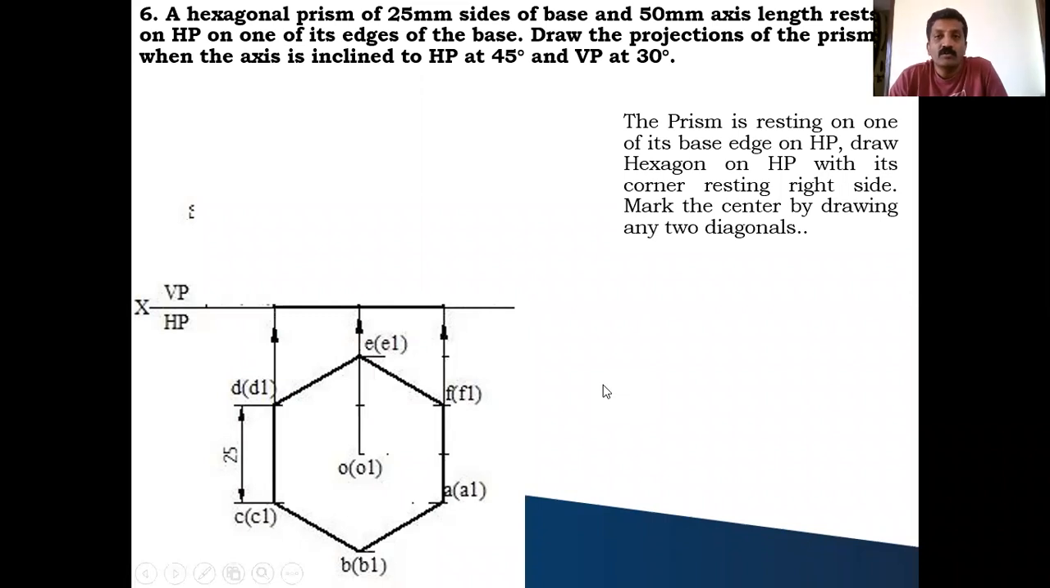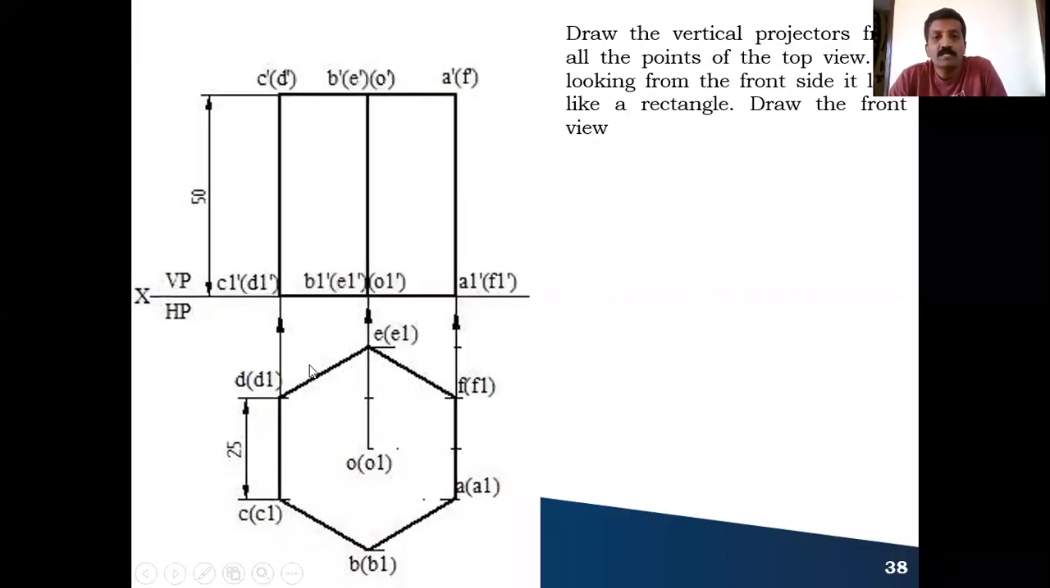To draw the front view you need to draw the vertical projectors from all the points of your top view till it meets your XY line. Now what is the axis height which is given here? 50 millimeter. So above the XY line you take 50 millimeter and draw one horizontal line. Okay, and then extend these lines and complete the rectangle.